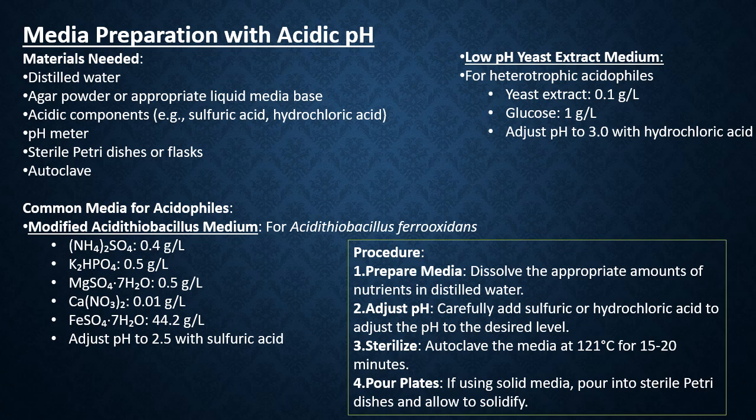Now prepare the media. Dissolve appropriate amounts of nutrients in distilled water. You carefully add sulfuric acid or hydrochloric acid to adjust the pH to the desired level. Okay, and then you sterilize. Before sterilization, you need to adjust the pH. Now you autoclave your media at 121 degrees Celsius for 15 to 20 minutes. Then you pour plates, slants, whatever you want for your practical, and you prepare your sterile media.